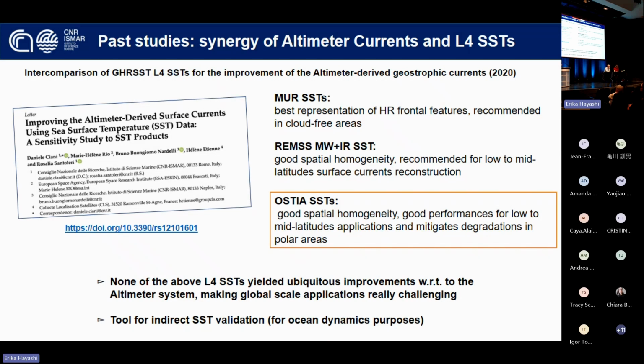We also had satisfying performances at equatorial band and mid-latitude areas, and a mitigation of the degradation found at high latitude with the REMSS data. In the end, none of the considered level 4 SSTs gave an overall improvement at global scale. All of them had different characteristics. So the interesting point is also that applications like the one I'm presenting today can be considered somehow as an indirect tool of validation, limited to ocean dynamic studies, of course.